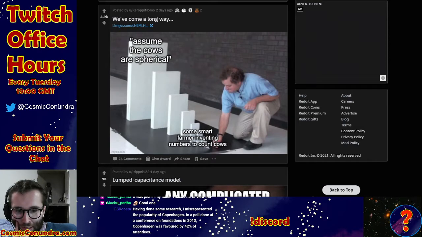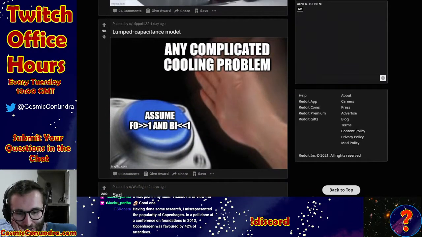Assume those cows are spherical. Some smart farmer inventing numbers to count cows. That's funny. Yeah. I mean, I guess all numbers came from wanting to just count things to know how many you had of something, not thinking about these more difficult physics problems of hundreds of years in the future.